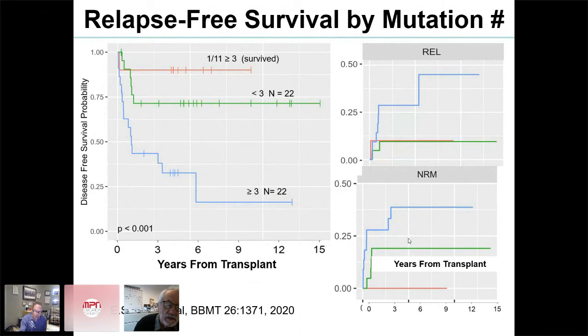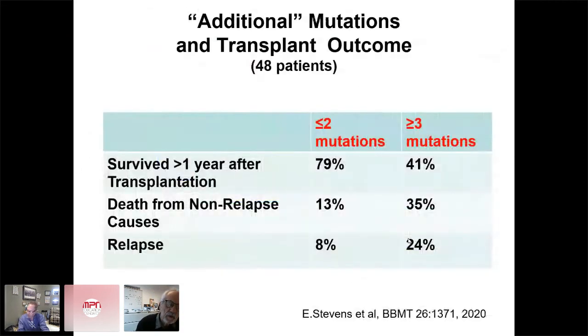And as the remainder of the group, we look at less than 3 mutations, green line, good outcome, 3 or more. The outcome is, of course, poor, and that is mostly related, but not exclusively, to relapse. So clearly the disease biology is an important factor. Next slide. And this just summarizes those results.